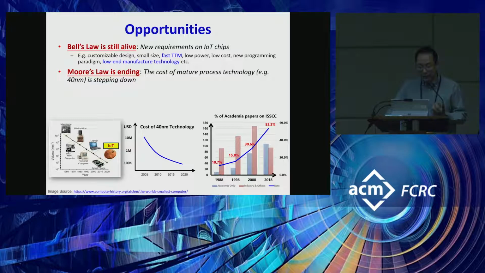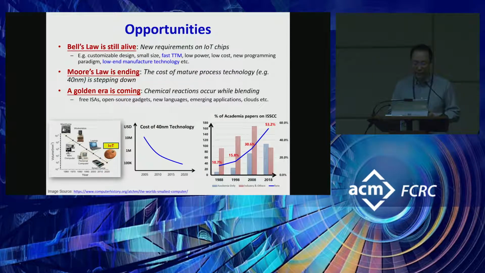Why? This is because most academic research is based on 65 nanometer technology. The cost of 65 nanometer technology has become much cheaper than before, so more research groups can afford it. That means the ending of Moore's law, from another perspective, actually brings us new opportunities.